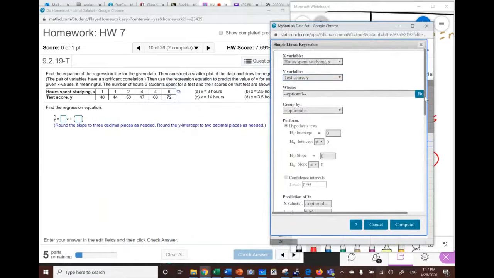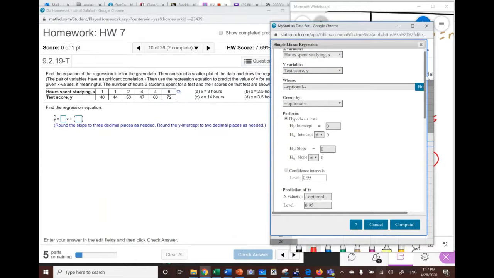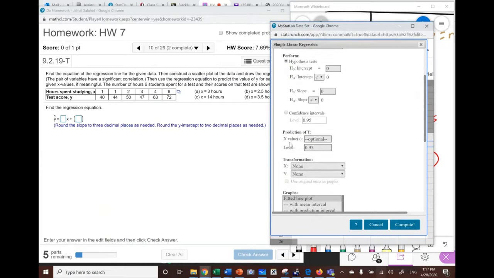To do predictions, go down in here and down all the way to where it says, where is the prediction of Y? And there are optional boxes in there, list the predictions they're asking you to do. So the first one is they want us to do 3. We type 3. Then after that, we put a comma. Then after that, 2.5. Then after that, we put a comma. And finally, 3.5. Notice that I did not put 14 in the prediction. I just put the 3, the 2.5, and 3.5.